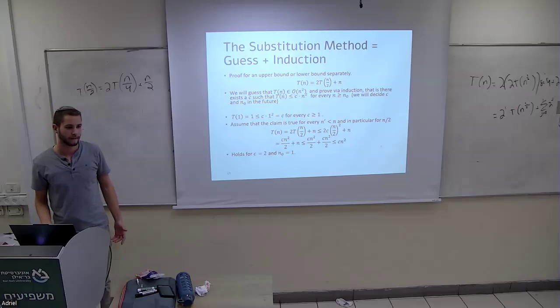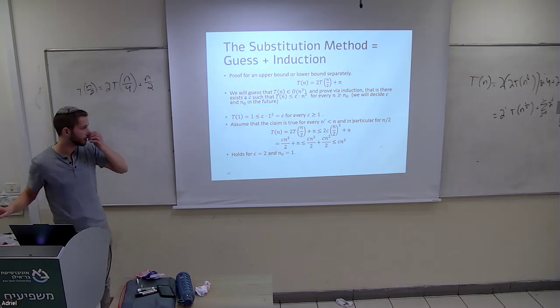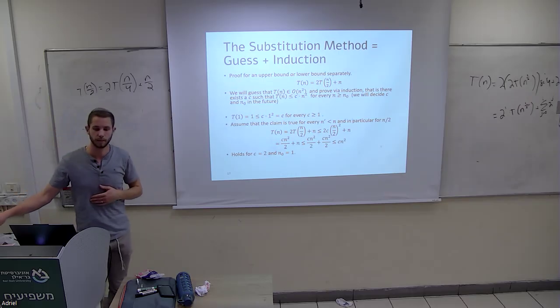Here's the right answer, it's just not the best answer. You can prove it for omega, right? You can prove upper bound and lower bound. We're not doing that here. We're not doing that as an example. Here we're just proving for big O.